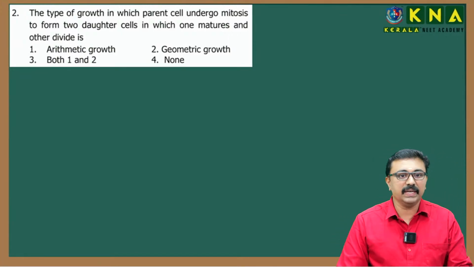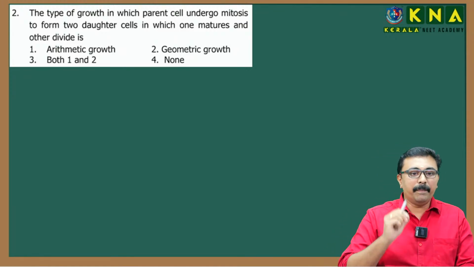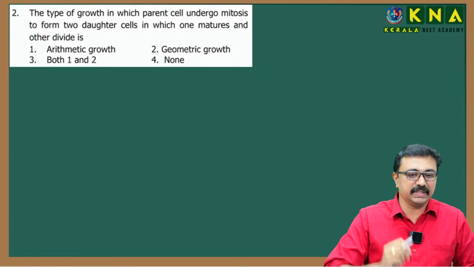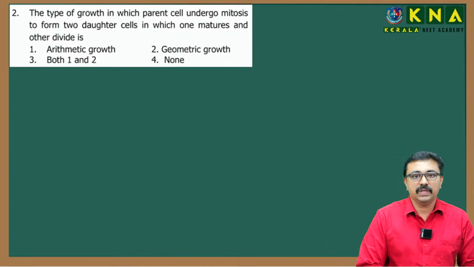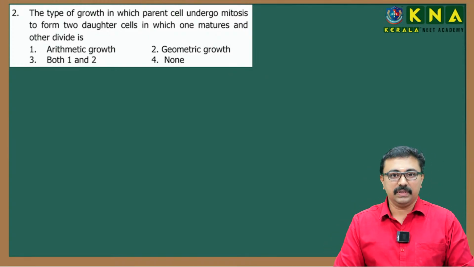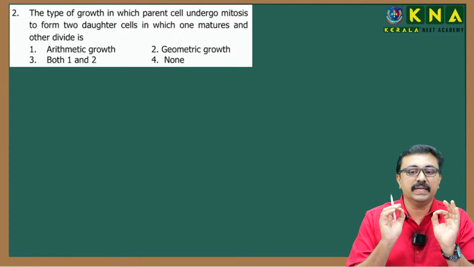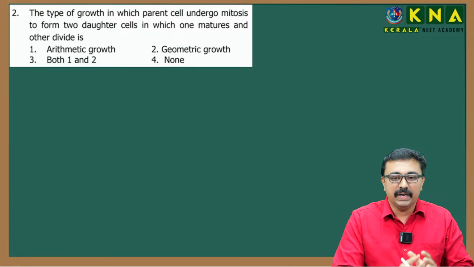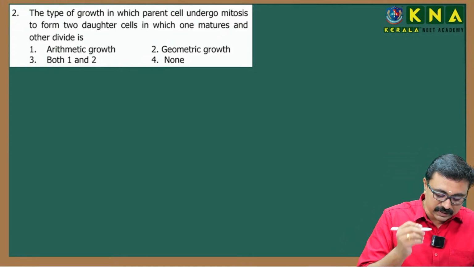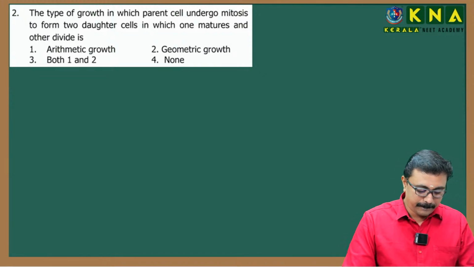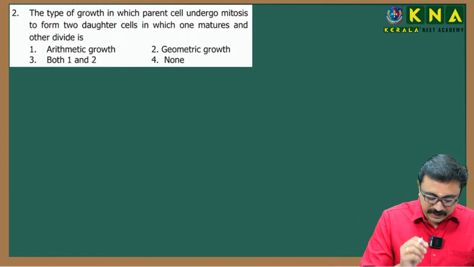This is the question: the type of growth in which a parent cell undergoes mitosis to form 2 daughter cells, in which one matures and the other keeps dividing. So we understand what growth is. Growth per unit time is called growth rate, and this question is from the topic growth rate. Can you answer the question? Okay, so we are going to discuss the question.